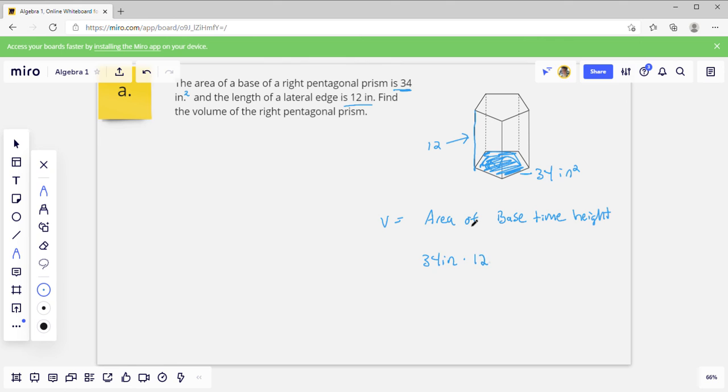All right, so our area of the base is 34 inches squared, and we got to multiply that times 12 inches. So we're going to say 34 times 12. And we get 408 inches cubed. And that's the answer to A.